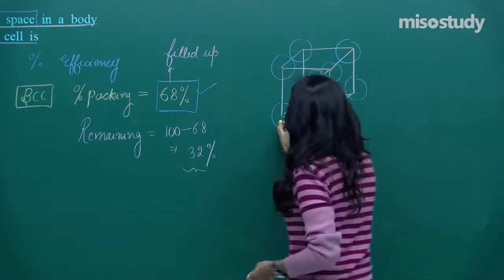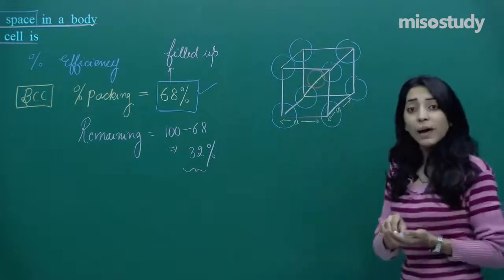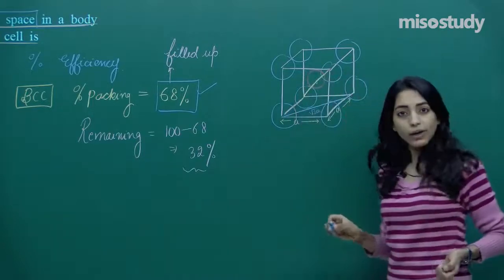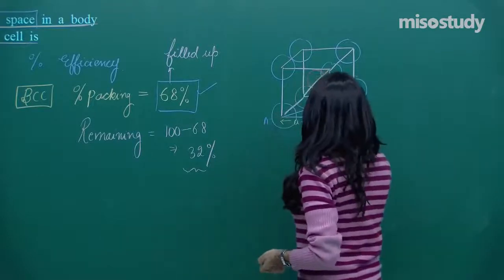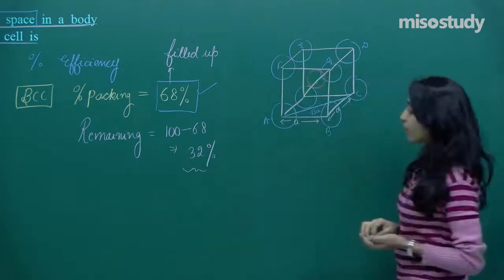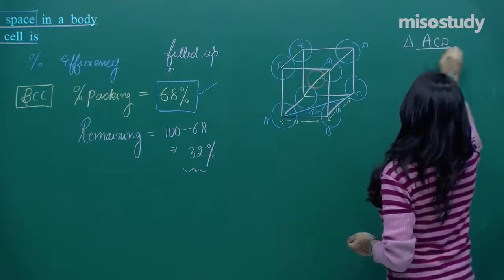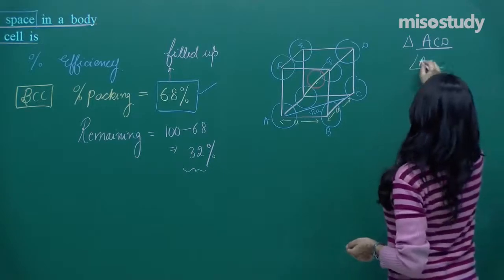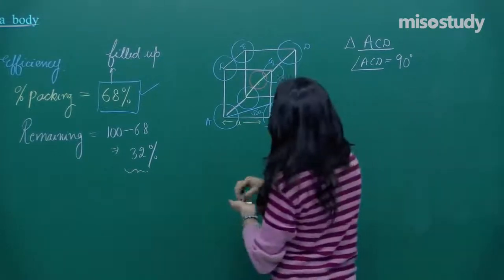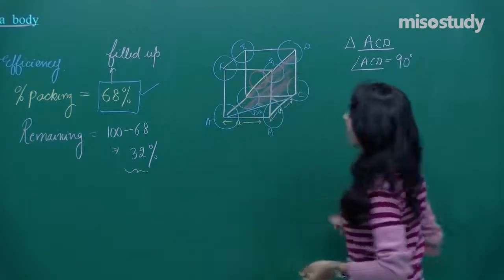So see, if I am saying that the edge length is A, this is also A. And just 2 minutes back, we found out the length of face diagonal, which was root 2 A. Okay, let me just give them letters: A, B, C, D, E, F and G. Fine enough? Guys, consider the triangle ACD with angle ACD equal to 90 degrees. You can see that there is a triangle. Let me just draw the triangle. Something like this you can consider.